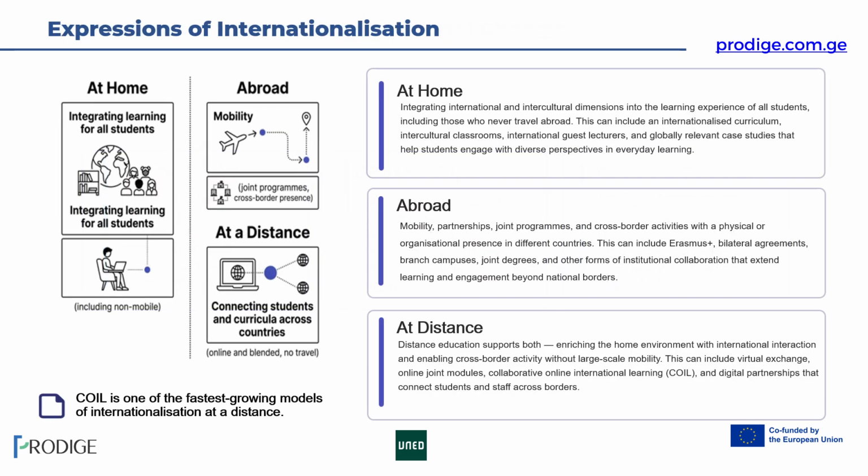At this point, it is useful to distinguish between two well-established expressions of internationalization: internationalization at home and internationalization abroad. Internationalization at home focuses on integrating international and intercultural dimensions into the learning experience of all students, including those who never travel. Internationalization abroad traditionally refers to mobility, partnerships, joint programs, and other cross-border activities involving physical or organizational presence in different countries. Distance education interacts with both of these dimensions.